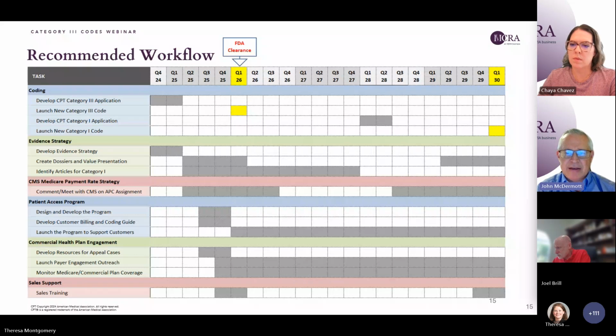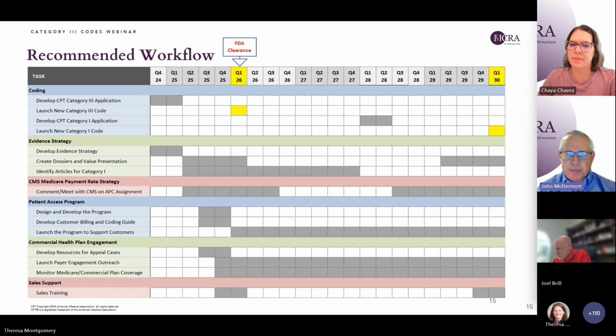And again, that depends on having good quality clinical evidence to make the case for you. If you don't have the evidence, this isn't going to work. And then finally, you're going to want to support your sales force to make sure that they have messaging around the launch of the Category 3 code, and again in the future around the launch of the Category 1 code.